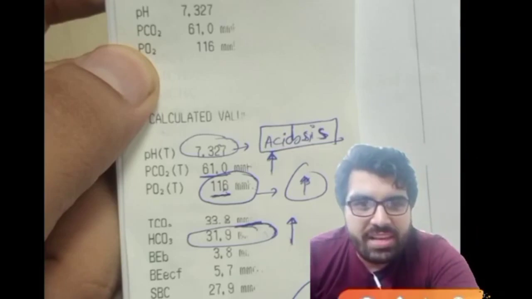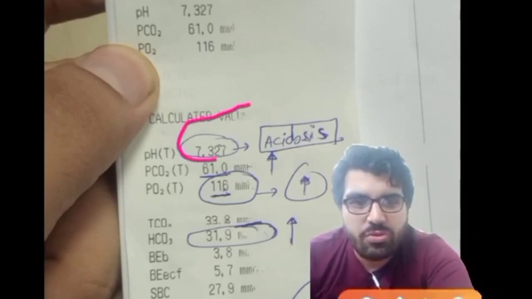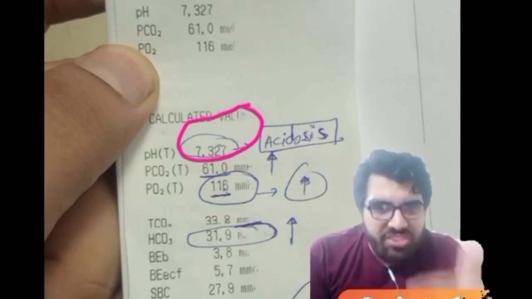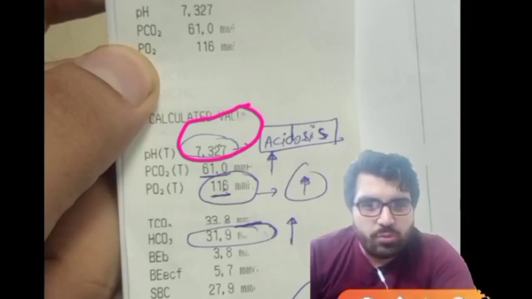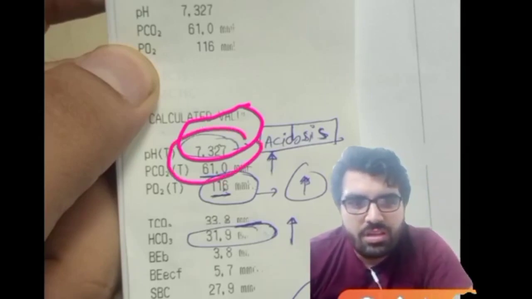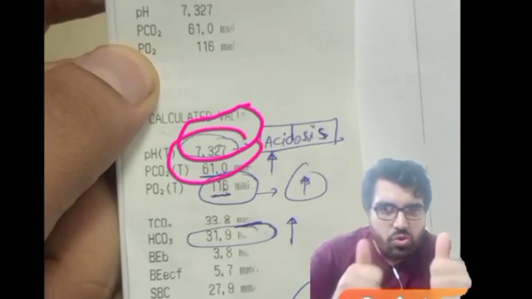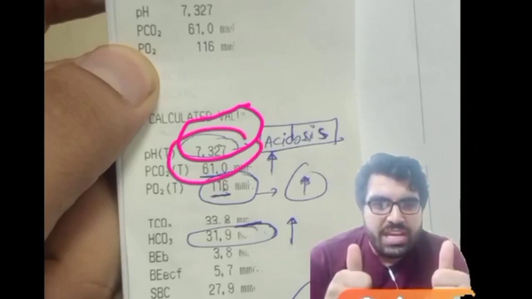So here you first look at the pH. The pH is acidotic. The first thing, the pH is acidotic. Next thing is you look at the CO2. So you look at both pH and CO2.